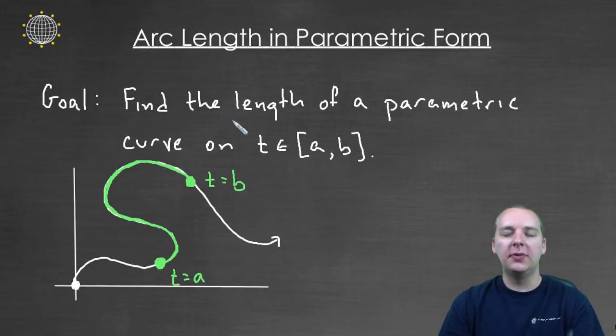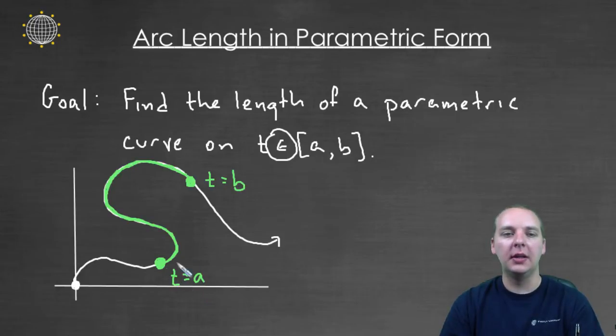So again, our goal is to find the length of a parametric curve where t is in the interval. And I don't know if you're familiar with this notation here, but this is all the t's included in the set of numbers from A to B. So as t ranges from A to B, in other words.